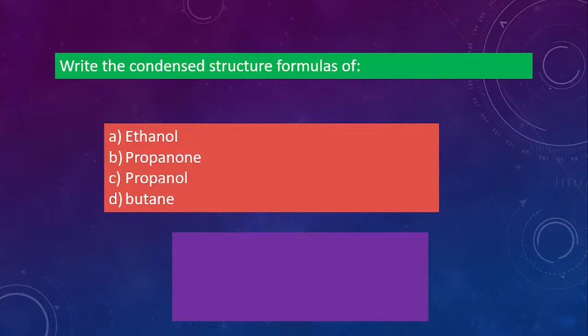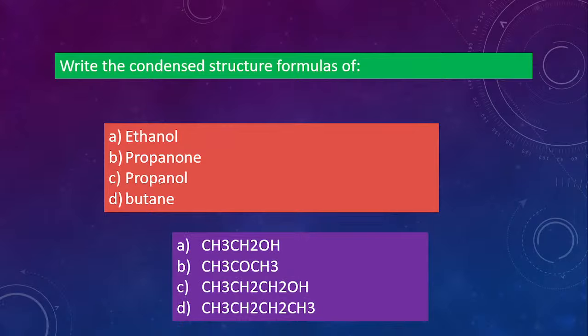So what you have to do? Ethanol is what? CH3CH2OH. And propanone is a ketone, so it will be CH3COCH3. Propanol is alcohol, so OH will be there, so CH3CH2CH2OH. Prop means 3 carbons. But means 4 carbons, so CH3CH2CH2CH3, this is an alkane, right? Butane is an alkane. So these are the condensed structures.